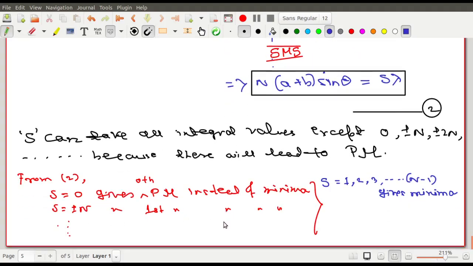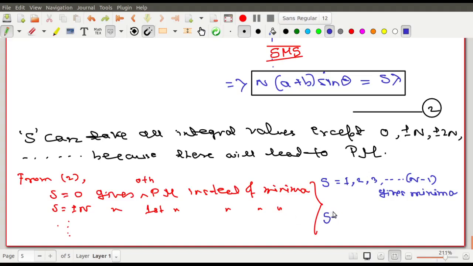So what values are possible? Obviously plus minus, I am not writing plus minus, obviously only plus. You cannot use 0, you cannot use n, but you can use all the intermediate values, that is 1, 2, 3 up to n minus 1. You can use everything over here. Now you see that s equals to n gives you again the principal maxima. That is what I have written actually.